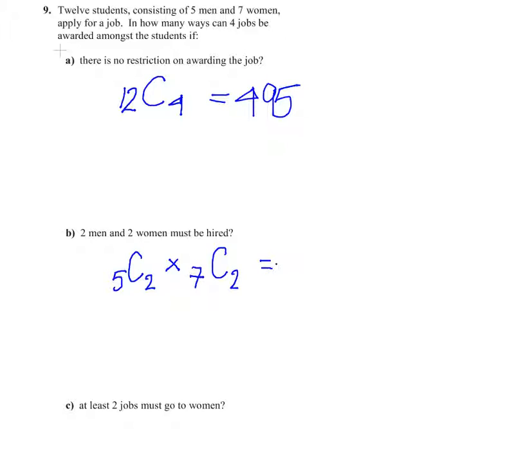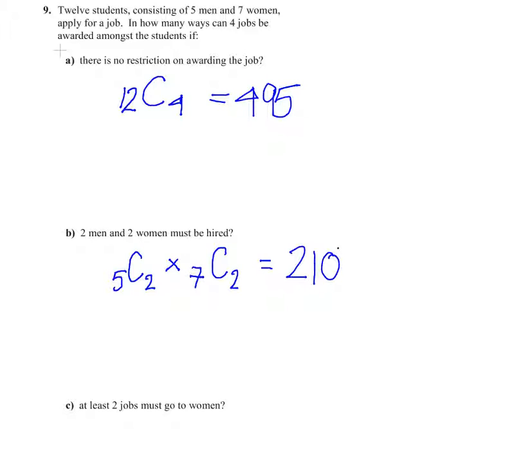So then when we plug this into our calculator, we're going to do the same thing as we did in the last question. We'll do 5, math, go to the left, down to 3, and then times 7, math, left, and then we get 210 choices.